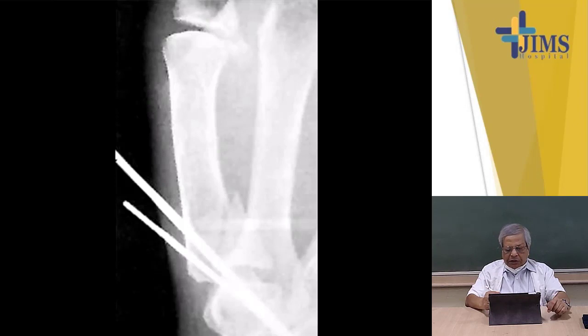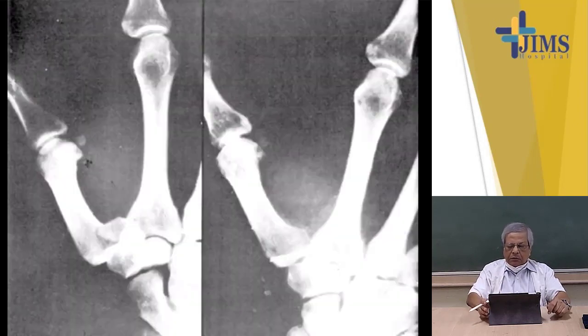This is another picture. Here 2 K-wires are used. Here the joint was left alone, only the 2 fragments were fixed. The joint was not stabilized. This is also another technique of internal fixation.